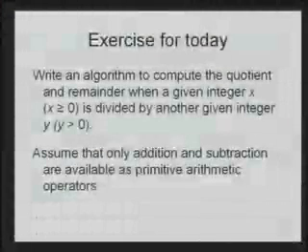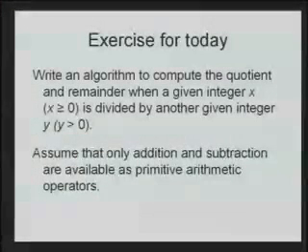And at the end of the lecture, there is one more exercise for you to try yourself. I want you to write an algorithm to compute the quotient and the remainder when a given integer x, which is more than or equal to 0, is divided by another given integer y, which is known to be greater than 0. So for example, if 15 is divided by 7, then the quotient should be 2 and the remainder should be 1. But assume that only addition and subtraction are the arithmetic operations available to you. So please write an algorithm for doing that, just to reinforce the concepts that we have learned today.